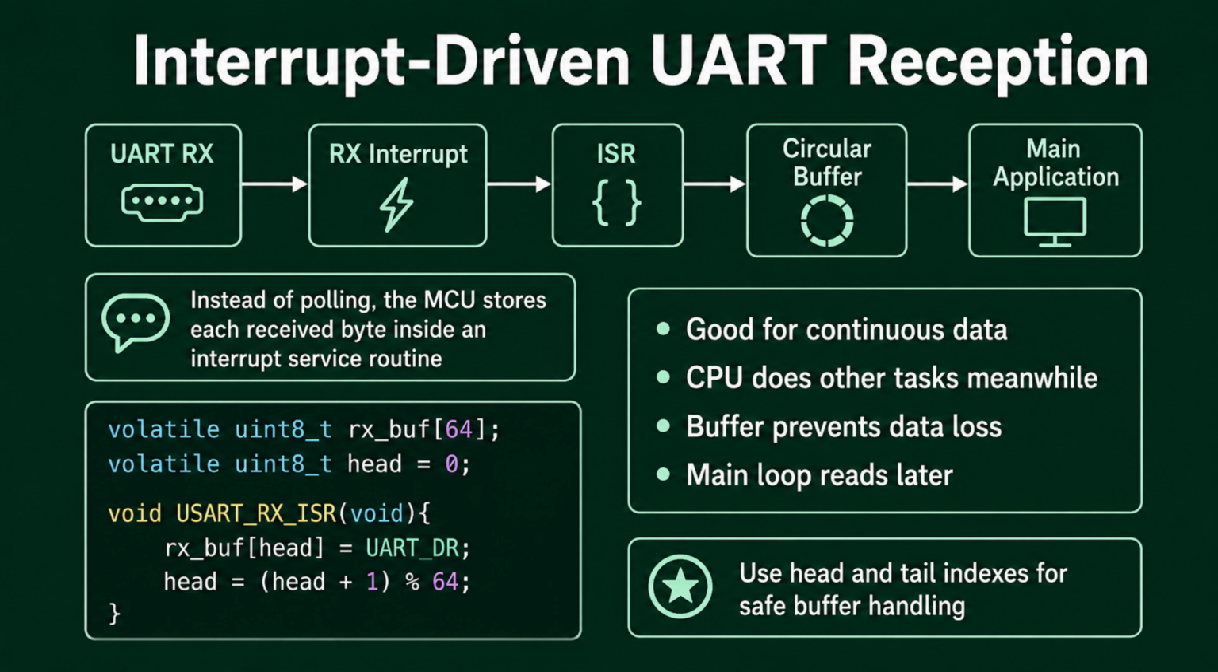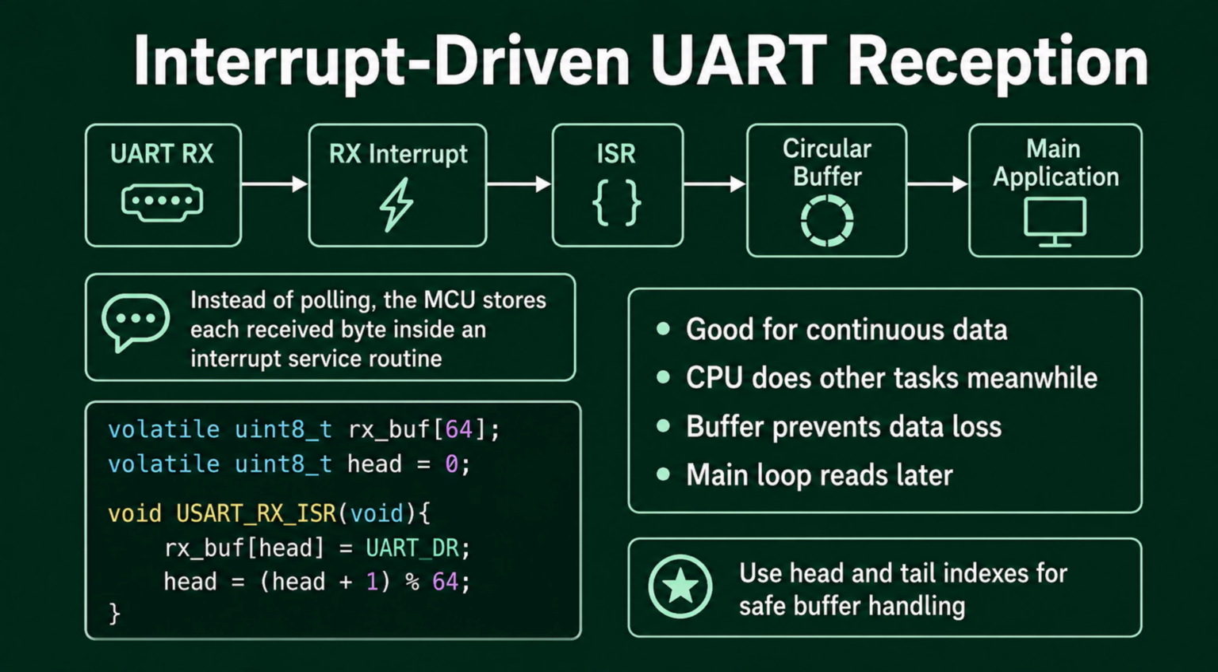The interrupt service routine reads the byte immediately from the UART data register and stores it inside a software buffer. The main application can process the stored data later when it has available execution time. This approach reduces the risk of overrun errors and allows the processor to perform other tasks between received characters. The interrupt service routine should remain short and efficient. It should normally read the byte, store it, update the buffer index, and exit.